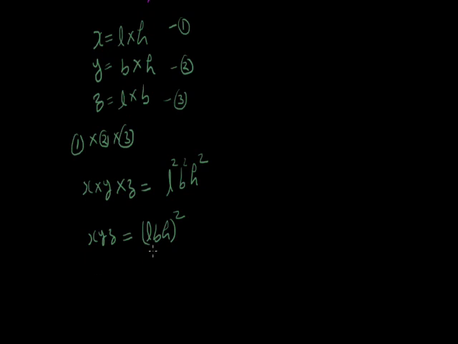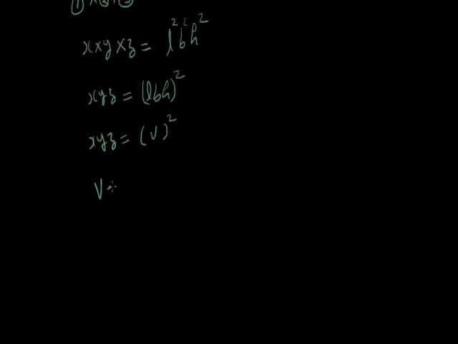So LBH is nothing but the volume of a cuboid, we know that. So x, y, z is equal to V square. So the volume of a cuboid is equal to, when you shift the square to that side, it goes under root. So V is equal to under root of x, y, z. That is, the volume of a cuboid is under root of x, y, z. That is what we had to prove. So this is the required result.